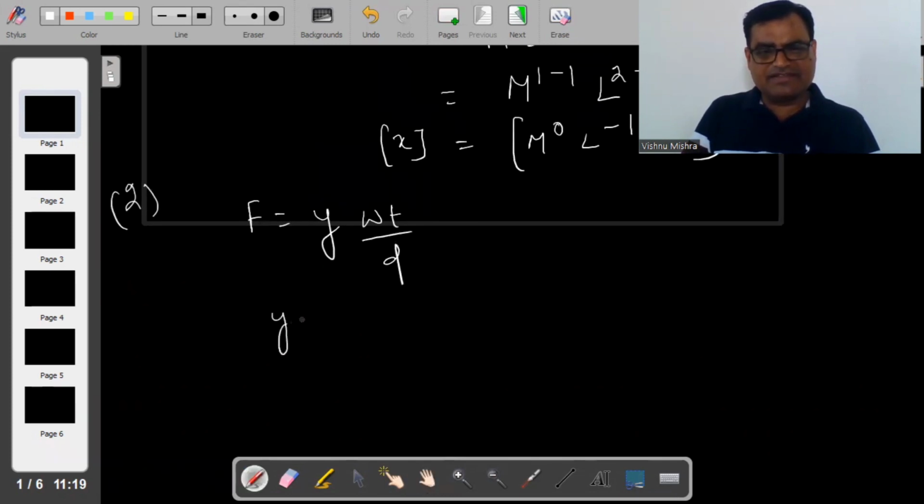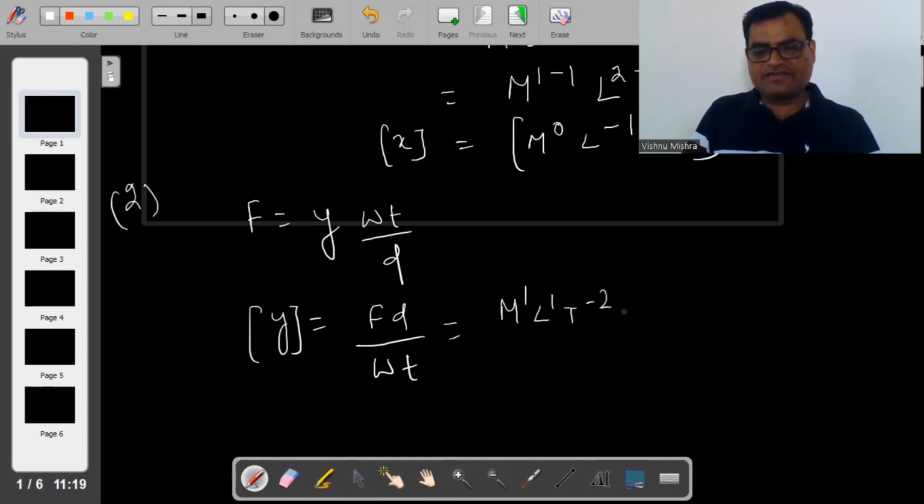How to find out the dimension of y? Y is equal to F d by W t. Dimension of y is: F is the force, M1 L1 T minus 2. D is the distance, L1, divided by W, which is work, M1 L2 T minus 2, and t is the time, T1.